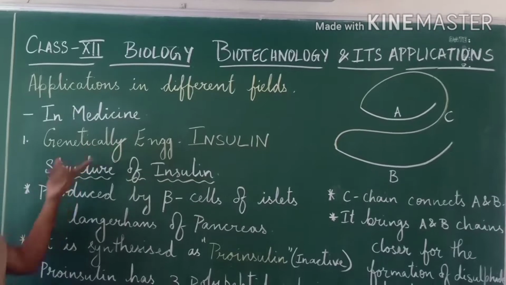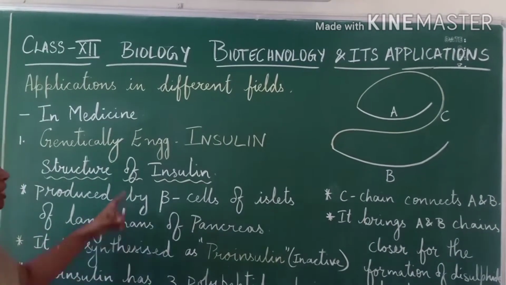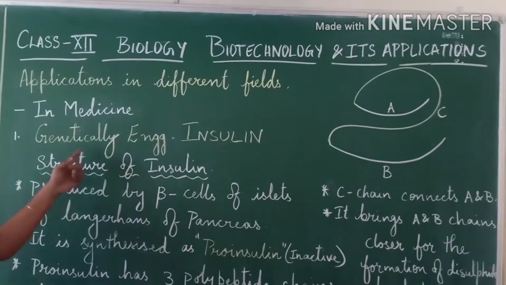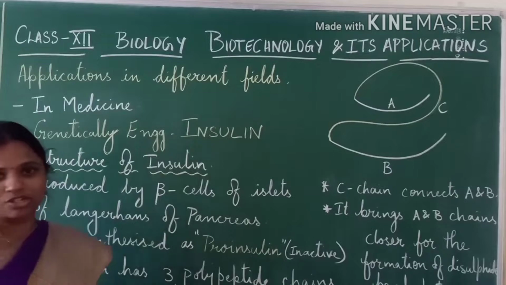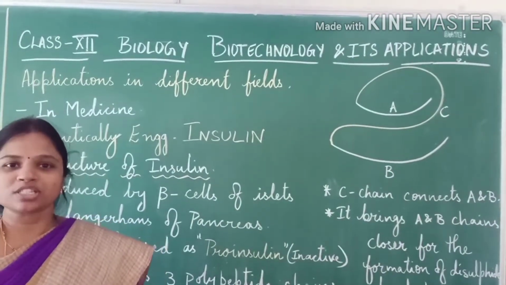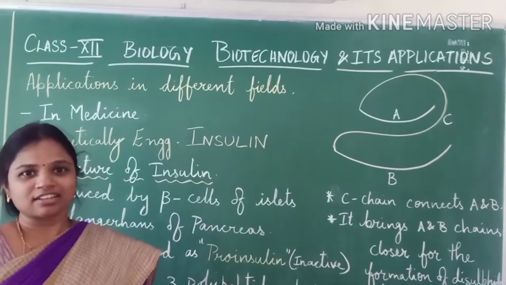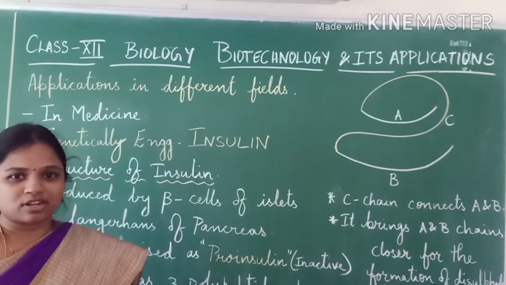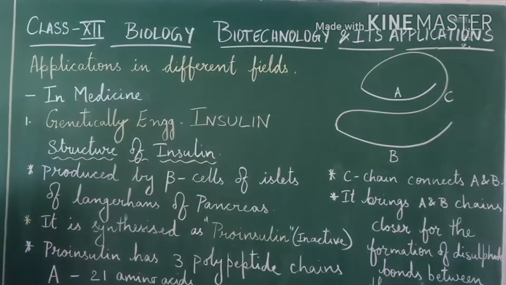It is prepared by the process called genetic engineering. So we will be learning about this topic, genetically engineered insulin. Before going into the procedure, we have to know the structure of insulin, how it is prepared and what different polypeptide chains are there inside this insulin. So let us know about the structure of insulin.